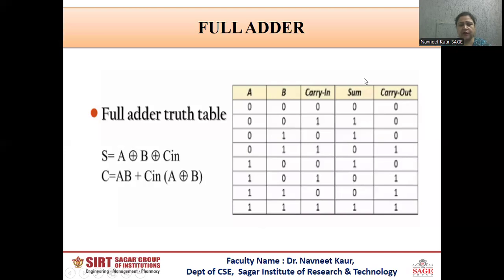Now, if I generate expressions for the output bits sum and carry, the sum will be given as A XOR B XOR C in, whereas the carry output will be given as A ANDed with B plus C in ANDed with A XOR B. Now, using these expressions for sum and carry, we can generate the logic diagram of the full adder.